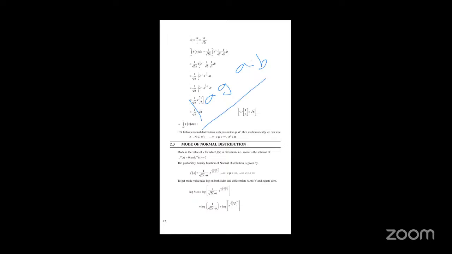For simple calculations, we'll apply the log on both sides. For this equation only, we'll apply the log. After applying the log, if we have log of a into b, we can write it as log a plus log b. And if you have log of a divided by b, then you can write it as log a minus log b also.